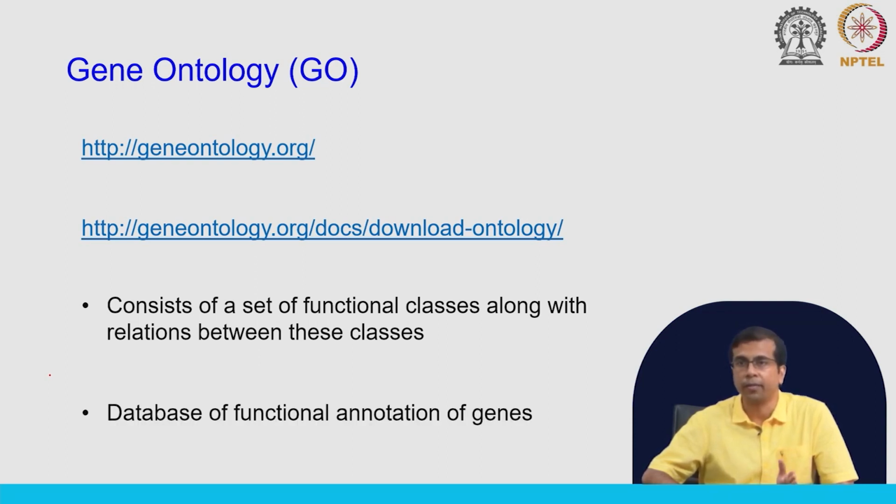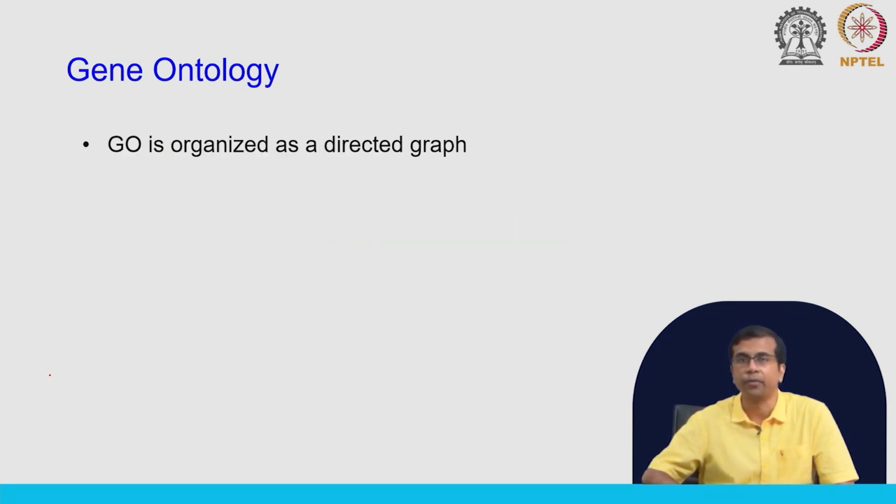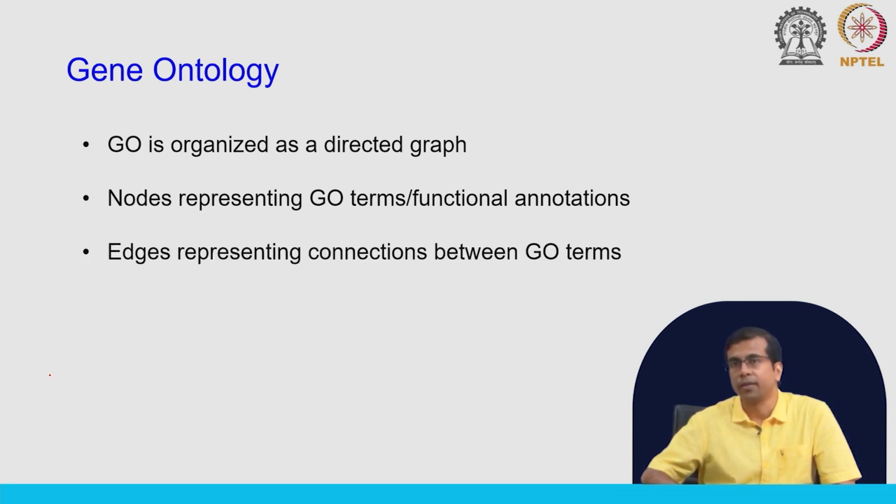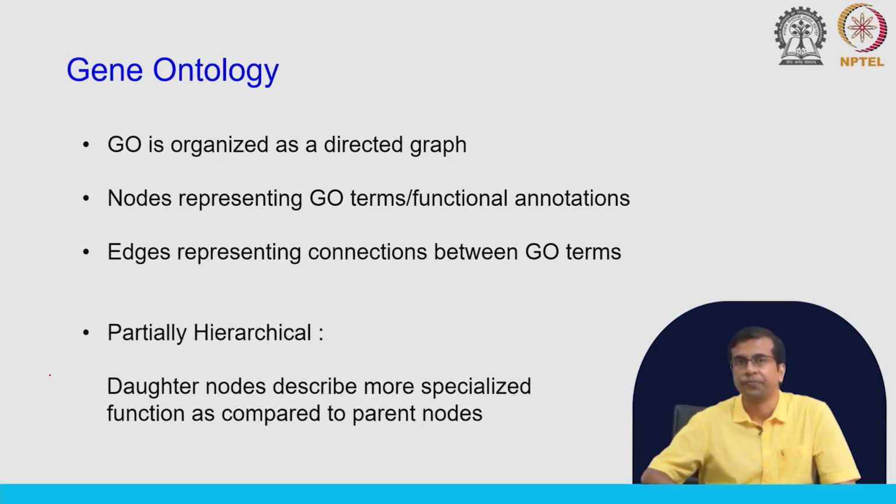And this is a database of functional annotation of genes. So, you can get this information, okay, which gene is involved in which pathway or which cellular process. Okay, so gene ontology is organized as a directed graph, as you will see once you go into the website, okay, and each node represents a GO term or a functional annotation, and then edge represents connection between GO terms, right. As I just mentioned one example, right. So, you can have these connections between different GO terms, okay.